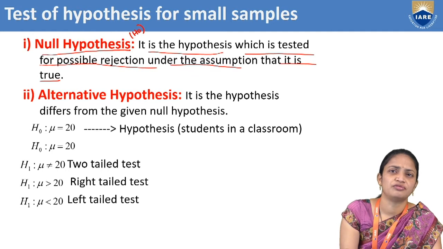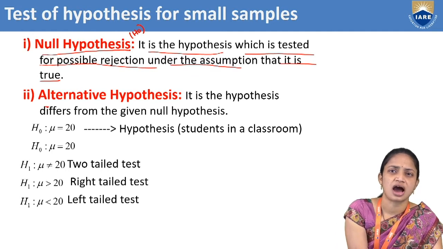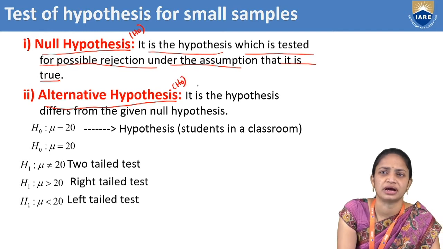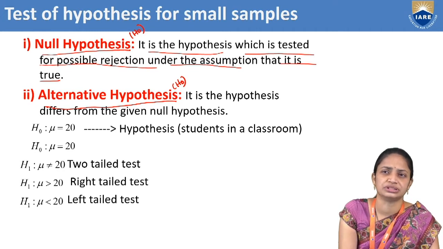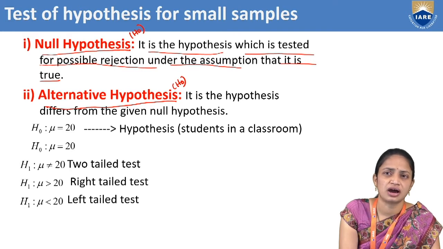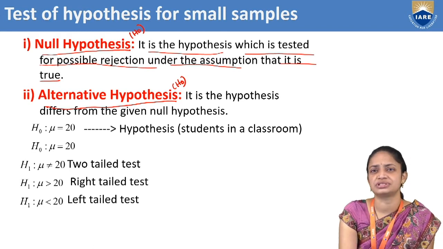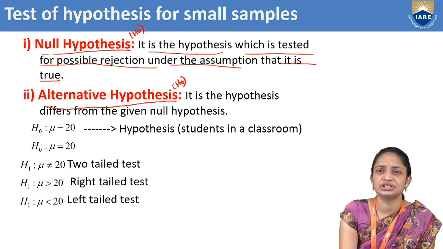So what is alternative hypothesis? Alternative hypothesis is denoted with H1, and it is the hypothesis which is different from the given null hypothesis. The alternative hypothesis is the opposite to the null hypothesis. Then we can call it the alternative hypothesis.